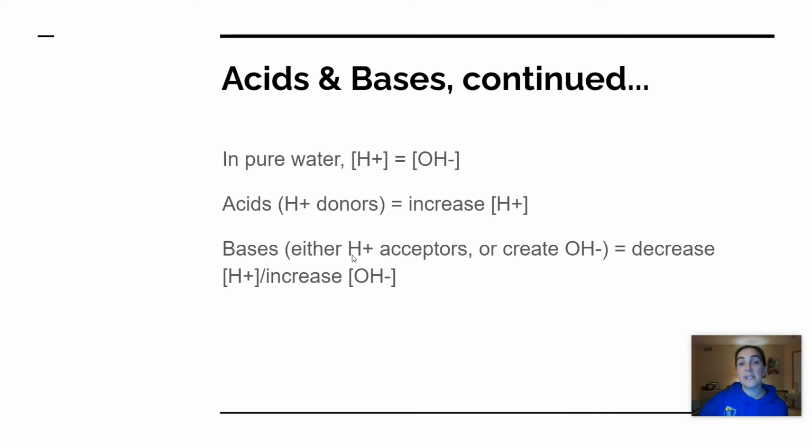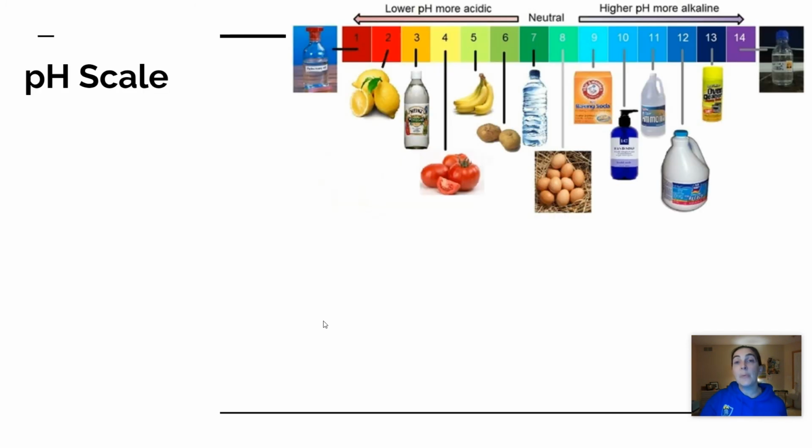Bases are either substances that soak up hydrogens, which leaves a higher concentration of hydroxides, or they're substances that create additional hydroxide ions. Either way, the net result is you end up with more hydroxide ions than you have hydrogen ions. So those are the things that can change the pH of a substance: substances that act as an acid or a base. And we measure this using the pH scale.